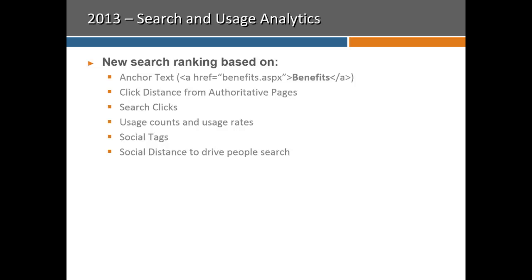SharePoint's also looking at social tags. So the more people tag a piece of content, either a document or a page, the more relevant SharePoint's going to consider it. And it's also looking at the text of those tags. So if a lot of people are tagging a page with benefits, then it's going to be considered more relevant when someone searches for benefits.